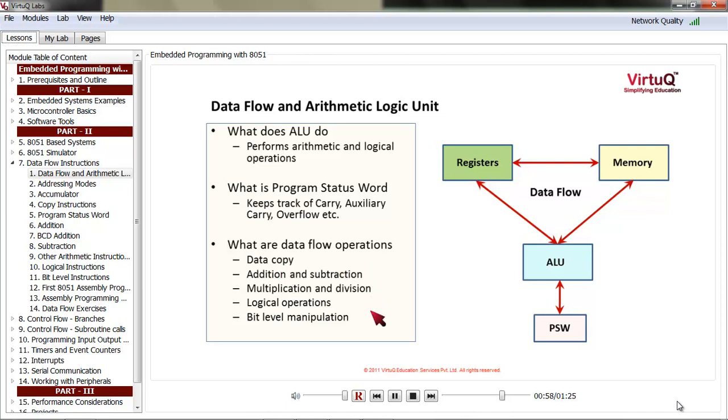We can put arithmetic instructions into four broad categories: addition and subtraction, multiplication and division, logical operations, and bit manipulations. As part of performing arithmetic, ALU also keeps reading and writing the program status word, where various flags are manipulated. In this section, we will learn about all these instructions, one after another.